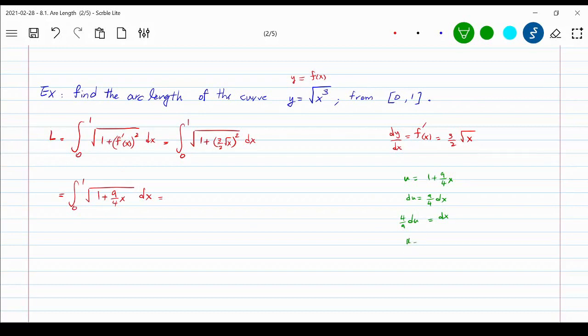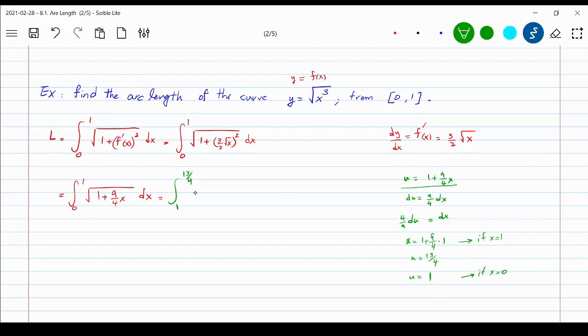And you can update the boundaries. You can say u equals what if x equals 1, u becomes 1 plus 9 over 4 times 1, which is u equals 13 over 4. And if x is 0, then replace 0 into the equation for u, and you'll get u equals 1. So I can update the boundaries from 1 to 13 over 4.